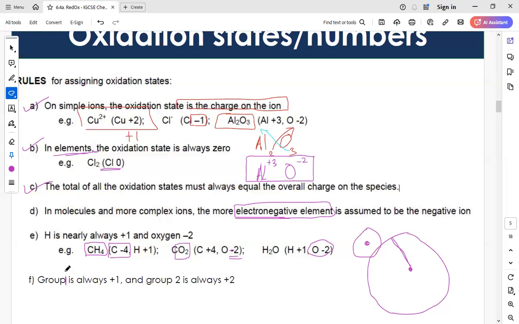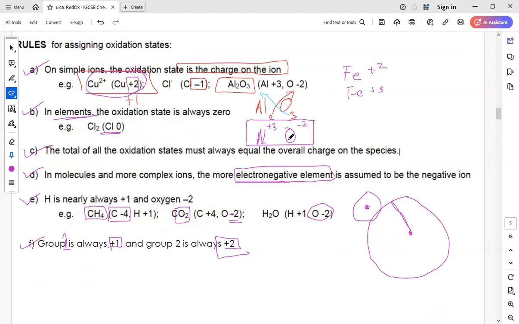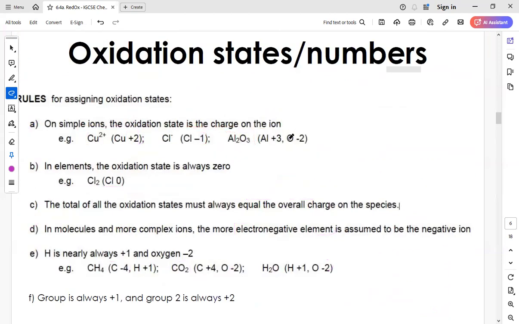Group 1 जो है, sorry, this is group 1. ठीक है, so group 1 is always +1 and group 2 is always +2, right? एक और भी रूल इसमें ऐड करते हैं, if you attended the previous class, जो transition metals होते हैं, they have a variable oxidation state. ठीक है, so for example copper, it can exist in +2 form as well, and can also exist in +1 form. सही है. Iron is also a transition metal. ठीक है, it can exist in +2 form and it can also exist in +3 form. ठीक है, these are the rules for assigning the oxidation states, right?